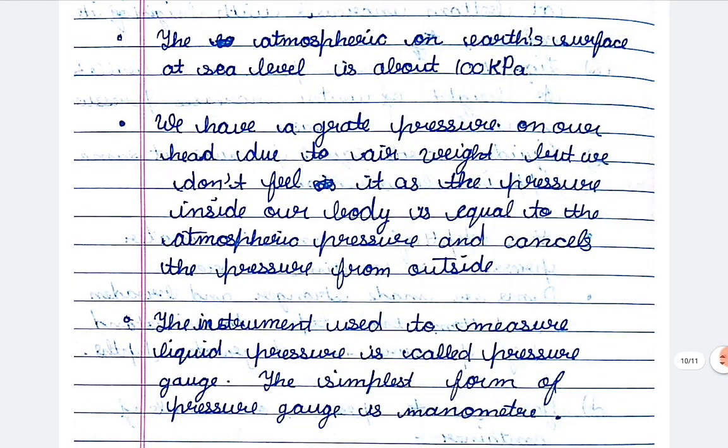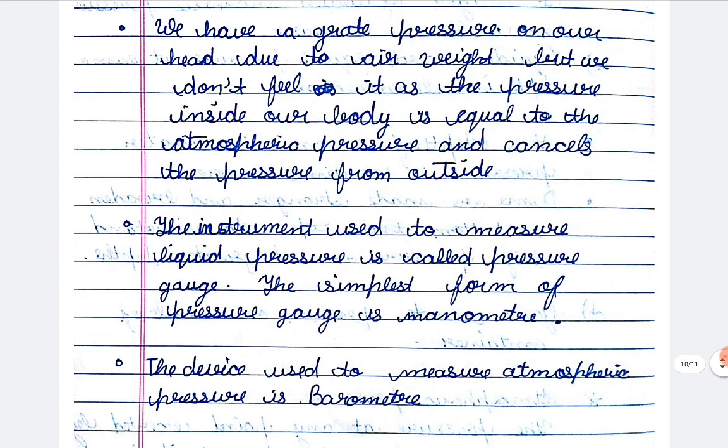Now, the atmospheric pressure on earth's surface at sea level is about 100 kPa. We have a great pressure on our head due to air, because the atmosphere is above us also. And why don't we feel it? Because the atmospheric pressure on our head and the pressure inside our body are just equal. That's why we don't feel it, else it would be so much.